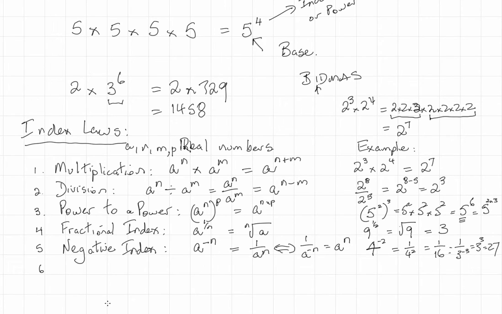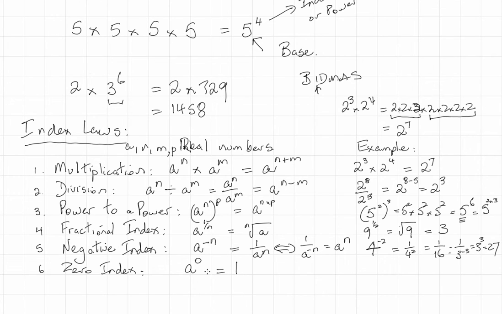Number 6, and that's the 0 index. If you have a to the 0, we needed to come up with some explanation as to what happens when we've got anything, a is just a real number, so it could be a fraction, a decimal. What happens if we raise that to the power of 0? And that is equal to 1.